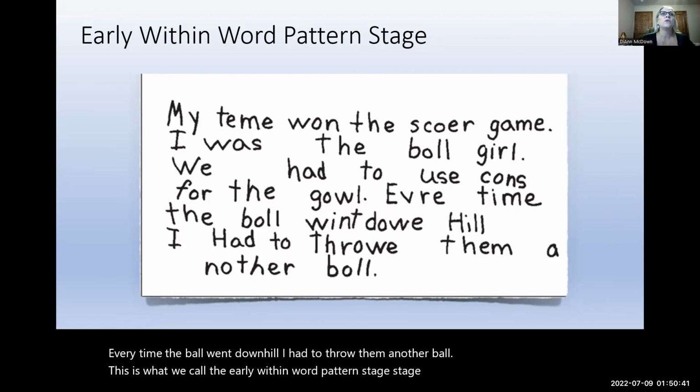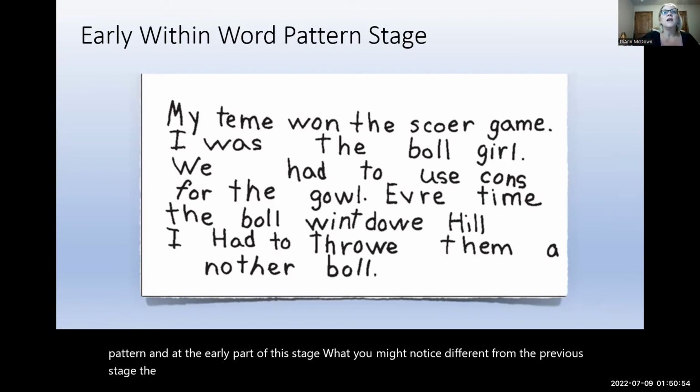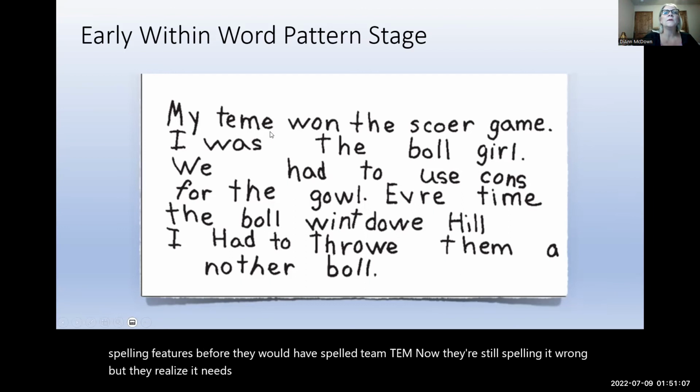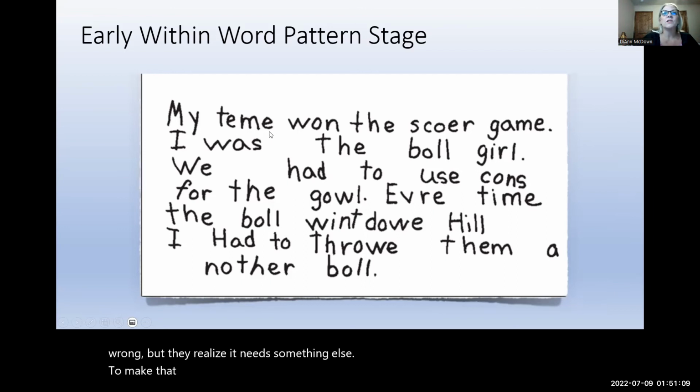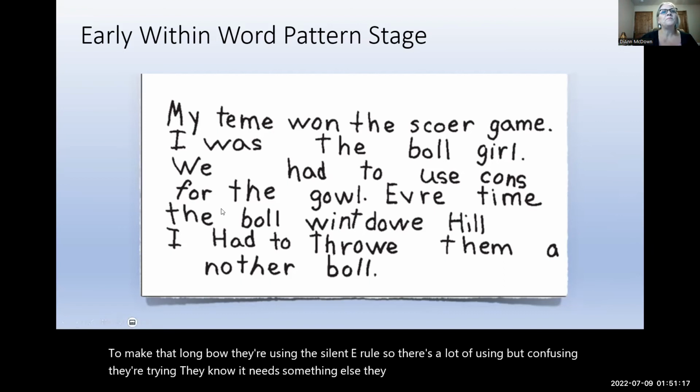Stage 3 is called within word pattern. And at the early part of this stage, what you might notice different from the previous stage, the alphabetic stage, is that they're starting to use these more advanced spelling features. Before, they would have spelled team, T-E-M. Now they're still spelling it wrong, but they realize it needs something else to make that long vowel. They're using the silent E rule. So there's a lot of using but confusing. They're trying, they know it needs something else. They just don't know what it is yet.